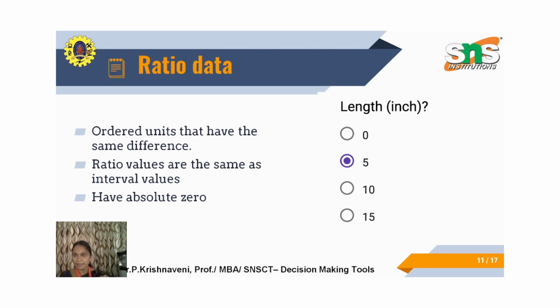But in a questionnaire, if I ask what your income is and you mention zero, it means you do not have any income at all. So here the absolute zero value is considered. This is the major difference between the ratio and interval scale. This is very, very important. In SPSS, we have to tell what scale the data is: ratio, interval, nominal or ordinal. That's why we are giving so much emphasis on this.